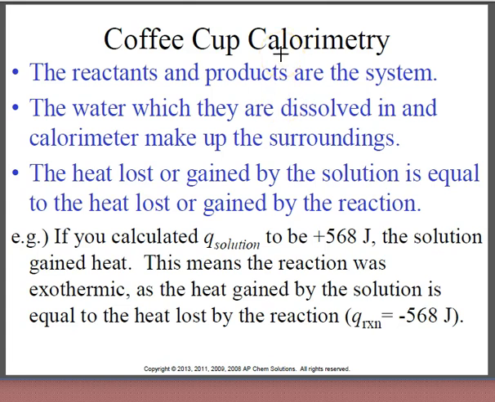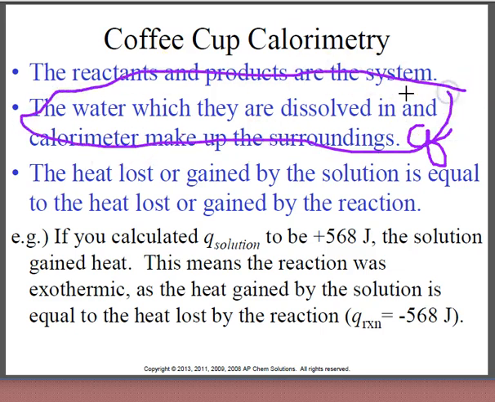Maybe these points will help to clarify that. The reactants and the products, those are the system. But the water in which they're dissolved, that's the surroundings. And that's what we're calculating Q for. So when we find Q, we're finding the Q not for the system, but for the surroundings.